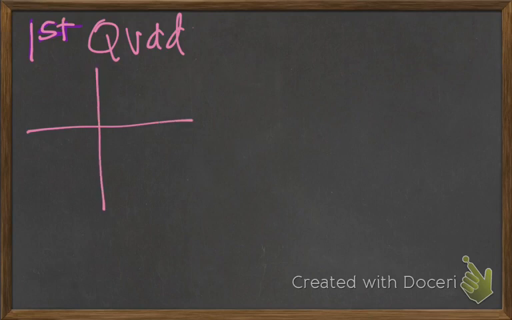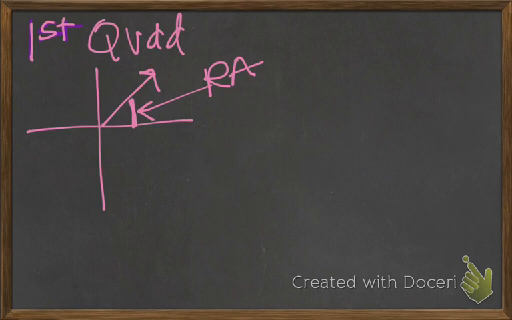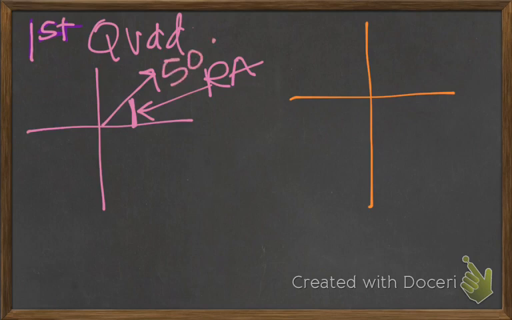Cool. So if it's in the first quadrant, if we have some angle right here, this is the reference angle. I'll just put RA. Okay. If it is in the second quadrant, let me go back to this one. So say this angle was like, I don't know, 50 degrees. Well, then this reference angle would also be 50 degrees.